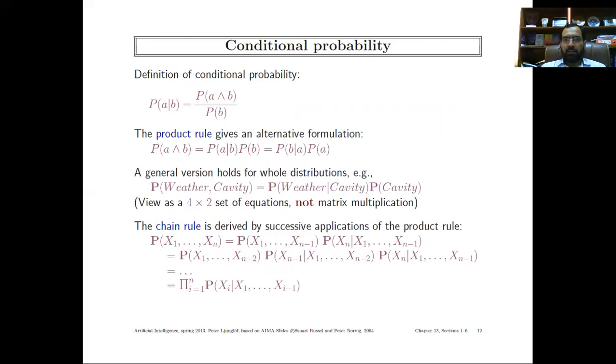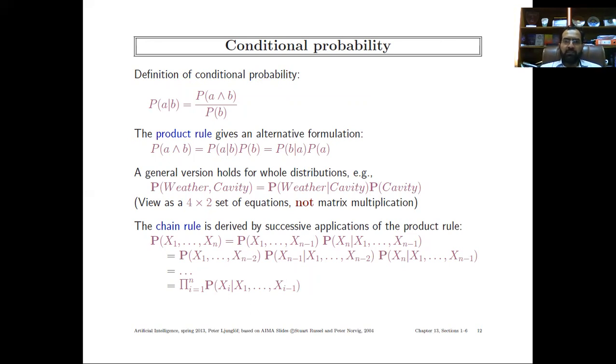Now the definition of conditional probability: the probability of A given B is equal to the probability of A and B divided by the probability of B. In this way, you can compute the conditional probability. The product rule, which is also important here, gives an alternative formulation. That is, the probability of A and B is equal to the probability of A given B multiplied by the probability of B, or the probability of B given A multiplied by the probability of A.